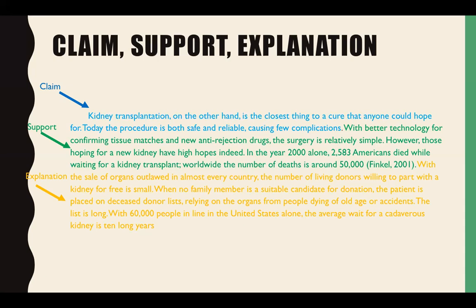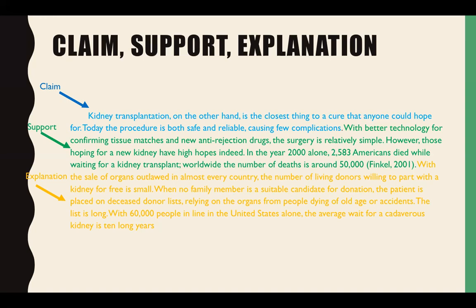Now, this structure can vary from paragraph to paragraph. Sometimes there might be more than one claim in the paragraph. Sometimes there might be only one piece of supporting evidence. Sometimes there could be 2 or 3 or more pieces of supporting evidence per paragraph. And then the explanation could vary in length as well.